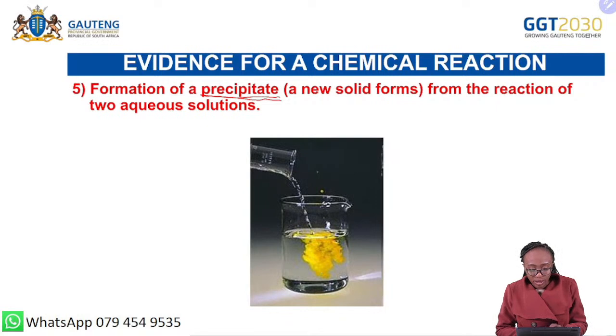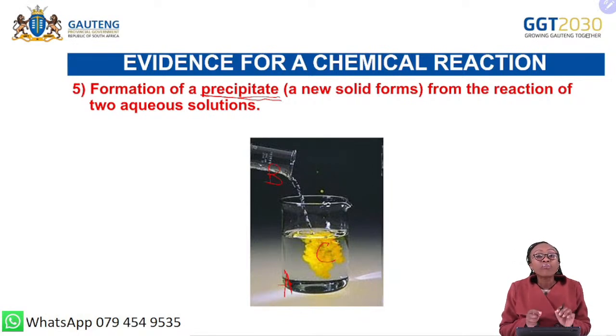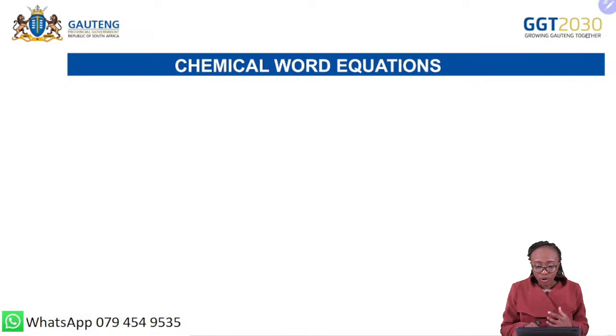So here's the picture. Solution number 1 is clear, and what we're pouring into the beaker is also clear. But the result of reacting the two reactants, reactant A and reactant B, is this yellow precipitate. We'll call it product C. So formation of a precipitate is another way in which we can tell that a chemical reaction has occurred.